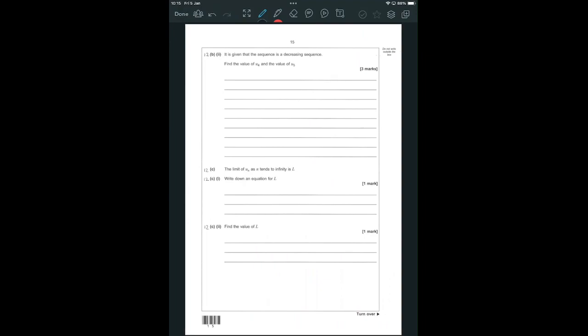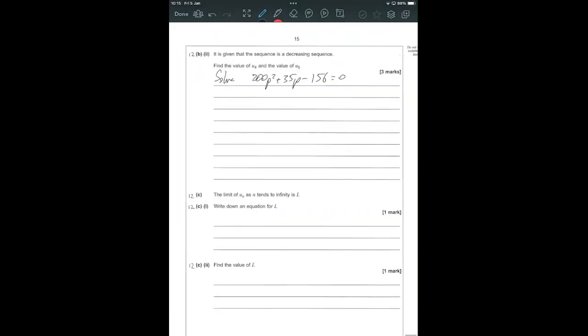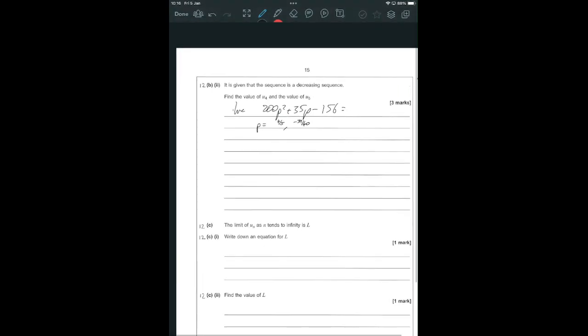Well, certainly we're going to have to solve that quadratic first. The 200p squared plus 35p minus, was it 156? 235, 156. So you're certainly going to have to solve this first. Now I could try and factorize that, but that seems like an awful lot of effort. So instead, let's go to our polynomial solver in our calculator, put in the coefficients, negative 156, sorry, and we get our answers of 4/5 or negative 39 over 40.